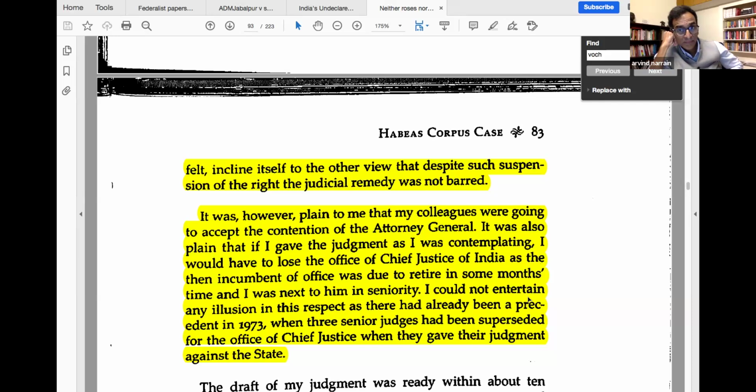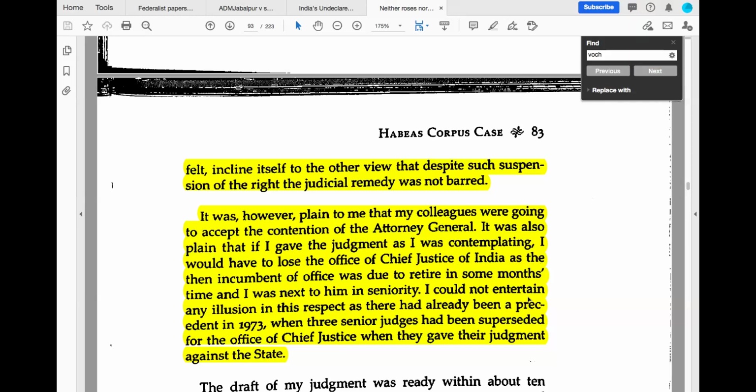I'll go. It was, however, plain to me that my colleagues were going to accept the contention of the Attorney General. It was also plain that if I gave the judgment as I was contemplating, I would have to lose the office of Chief Justice of India, as the then incumbent of office was due to retire in some months' time, and I was next to him in seniority. I could not entertain any illusion in this respect, as there had already been a precedent in 1973, when three senior judges had been superseded for the office of Chief Justice when they gave their judgment against the state.